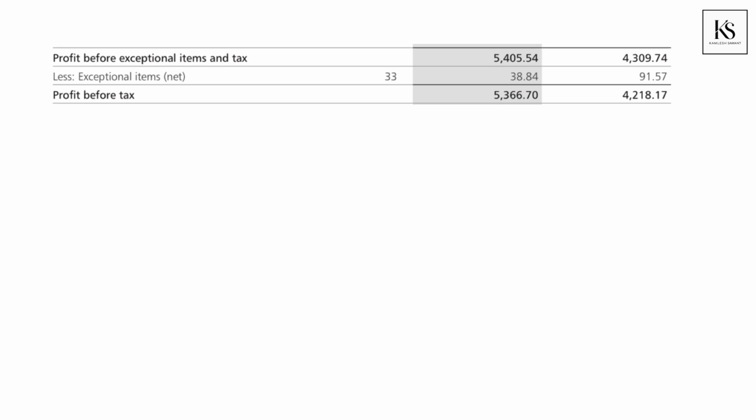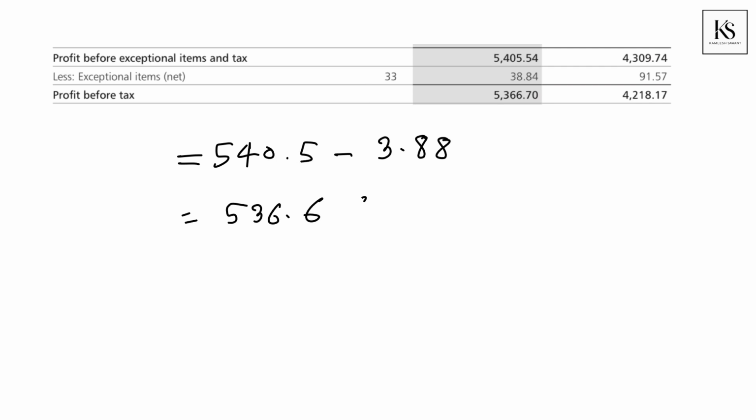However, there seems to be an exceptional or extraordinary item of Rs 3.8 crore, which needs to be deducted. Exceptional or extraordinary items are expenses occurring at one odd time for the company, and the company does not foresee these as recurring expenses. Hence, they are treated separately on the P&L statement. Hence, profit before tax and extraordinary items will be 540.5 minus 3.88 is equal to 536.6 crore rupees. This is a snapshot of profit before tax of ARBL.